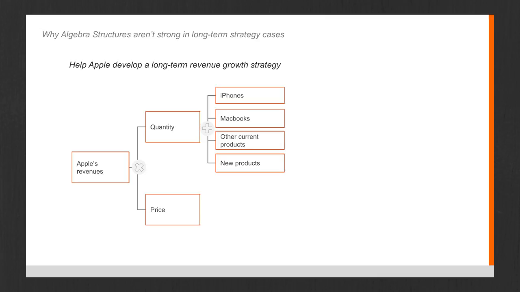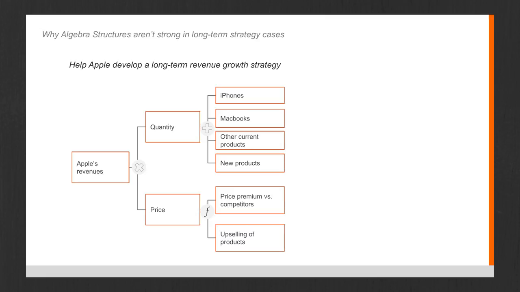I'd break down the volume into the product line. So iPhones, MacBooks, other current products, Apple Watch, for example, and new products that they might develop in the future. And I would say that price is a function of the price premium versus the competitors and how able they are to upsell their products. So for example, sell iPhones with more memory or MacBooks with a larger screen.